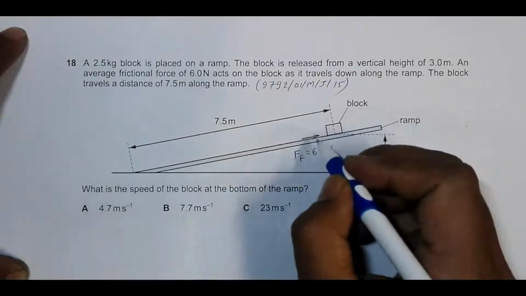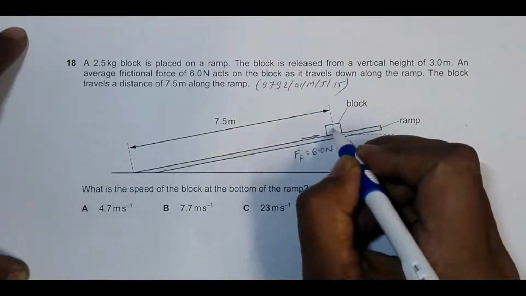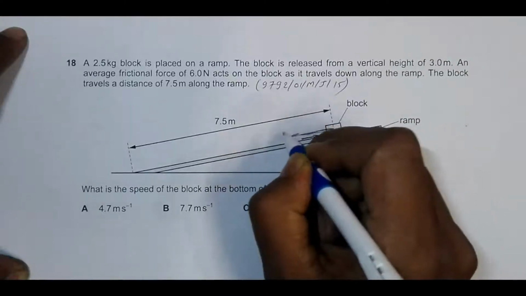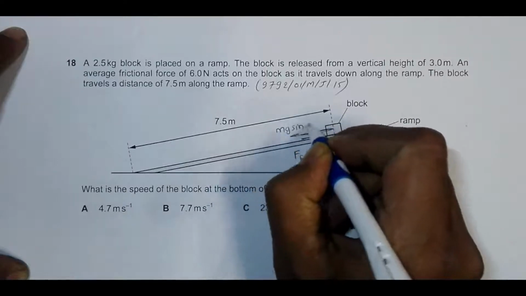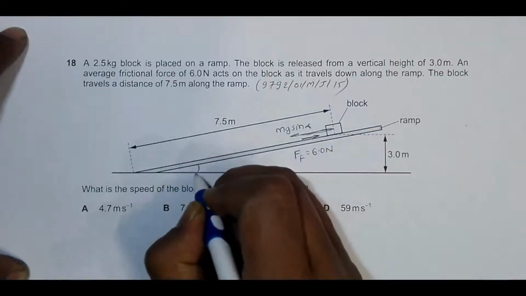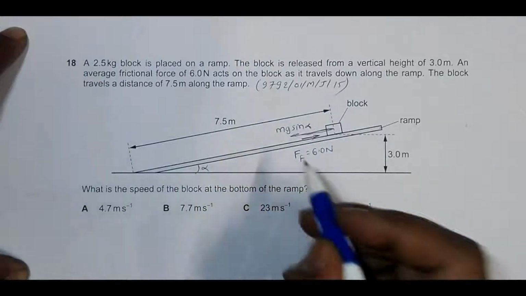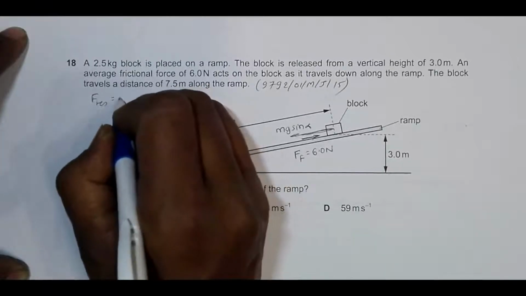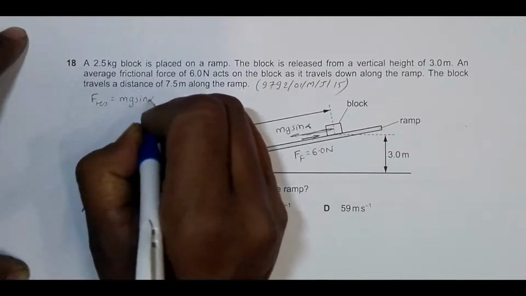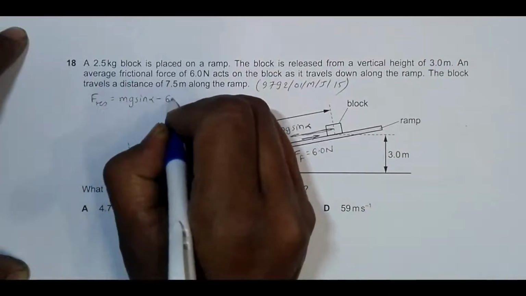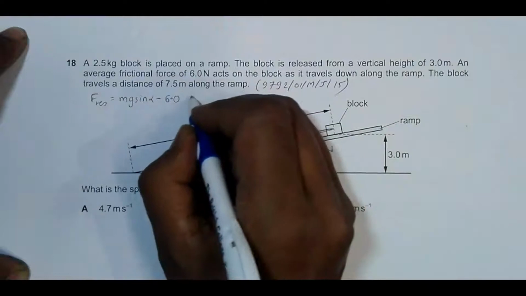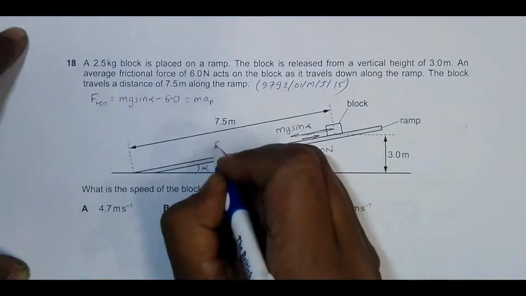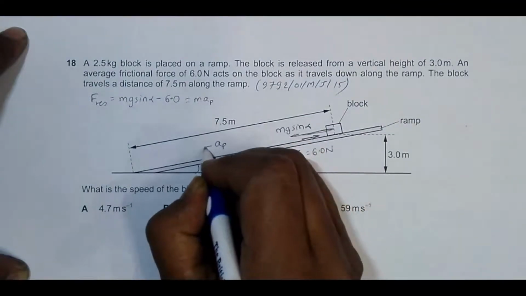In order to find that, we have to find the two forces here. One of the forces is this one. This force is mg sine of alpha, where alpha is this angle. So the resultant force here will be F resultant equal to mg sine of alpha minus 6.0 Newton, which is the frictional force, and that is equal to mass into acceleration of the body down this plane surface. I can denote this acceleration as AP.